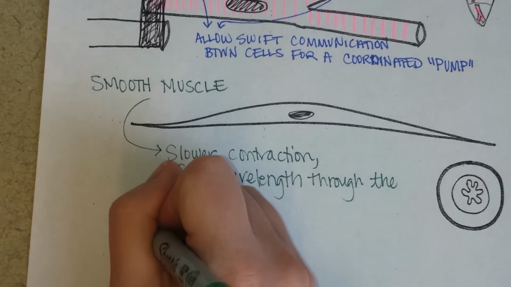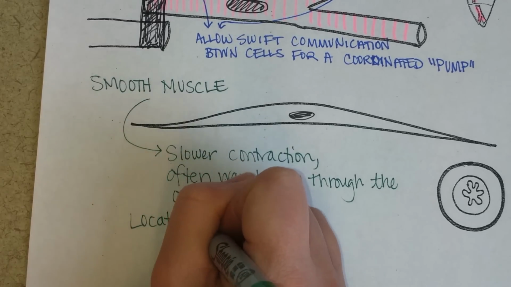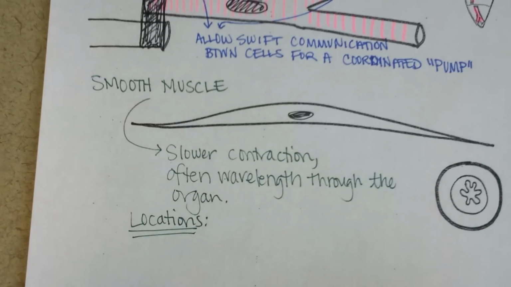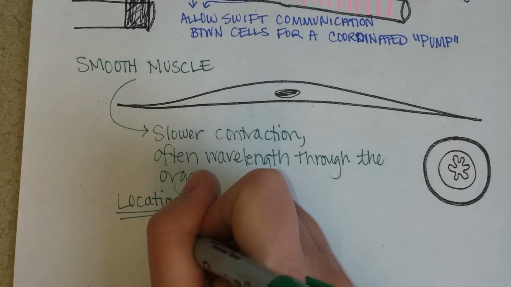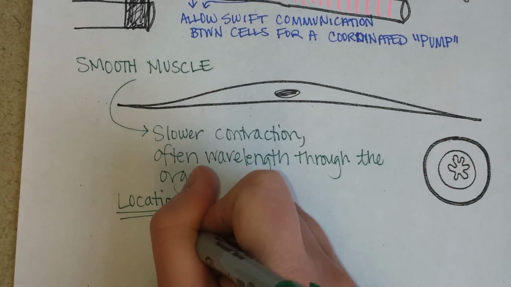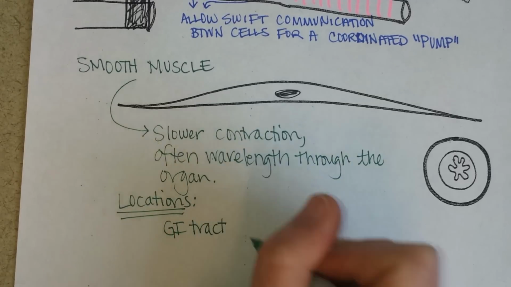And let me give you an idea of some of the locations. Skeletal muscle, obviously, in skeletal muscle. You have over 600 of those in your body. Cardiac muscle, obviously, one place, the heart. Smooth muscle, however, seems to crop up everywhere. I'll get you started. So, the GI tract, because you got to move food.